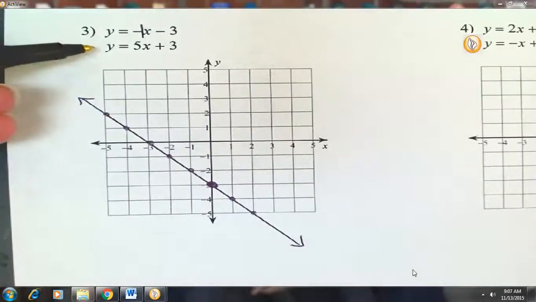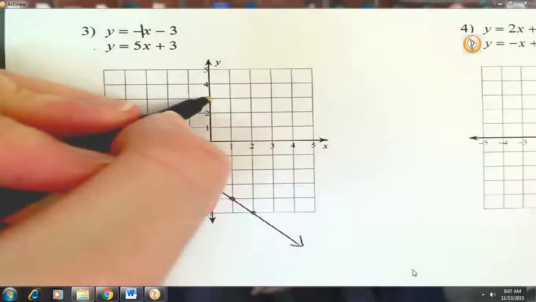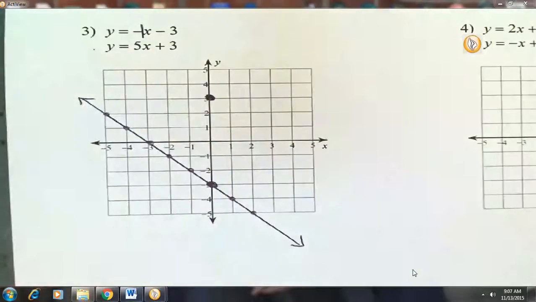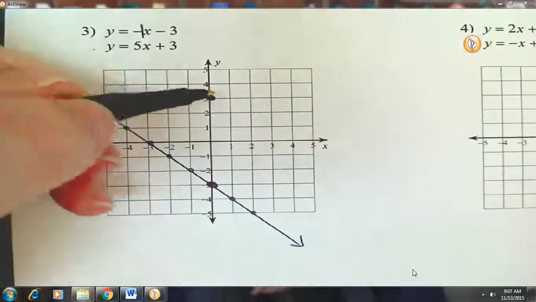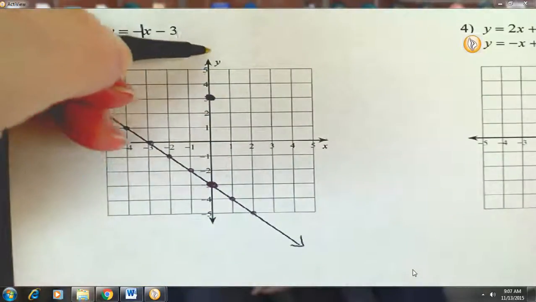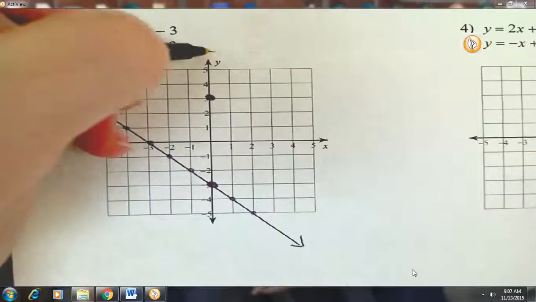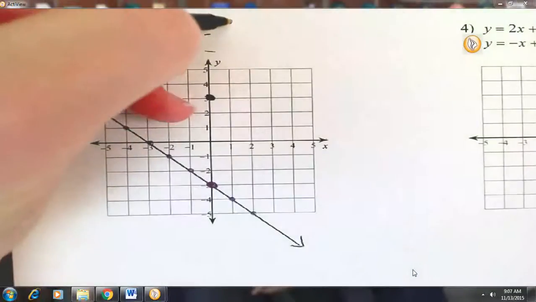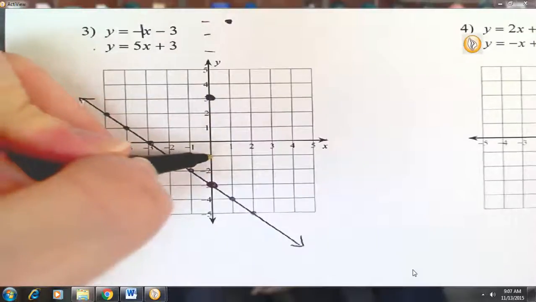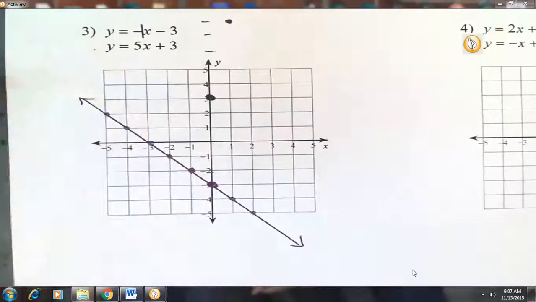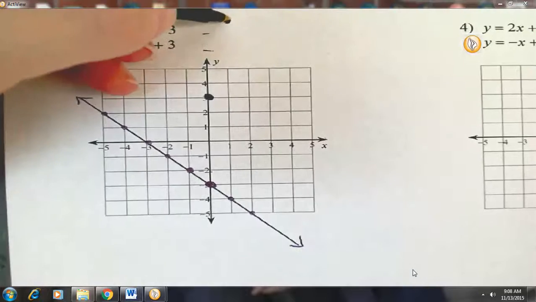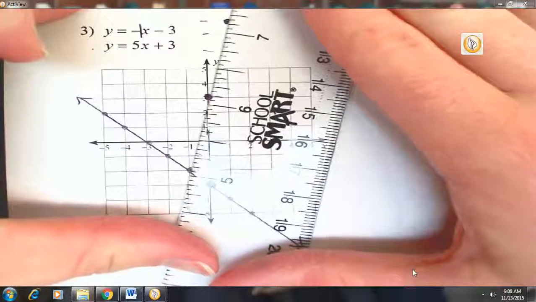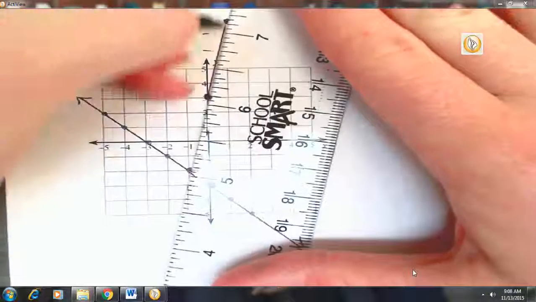The second equation has a y-intercept of +3, without a +3, and a slope of 5. So I could go up 5 and right 1, or you could go down 5 and left 1. If you go down 5 and left 1, that should be a point right on your graph. I went ahead and did my third point up here. I went up 5 and right 1. Just a reminder, I do want you to have at least 3 points. You can have as many as you want, but at least 3.